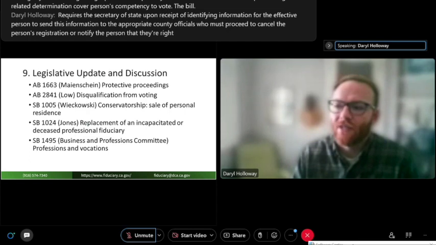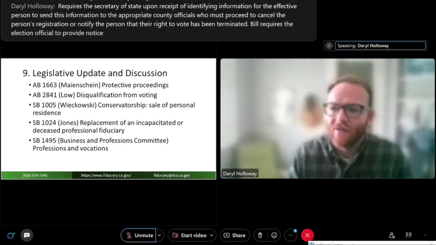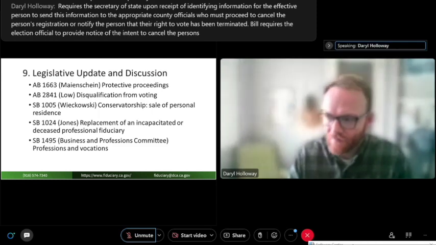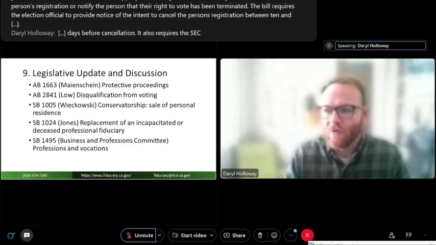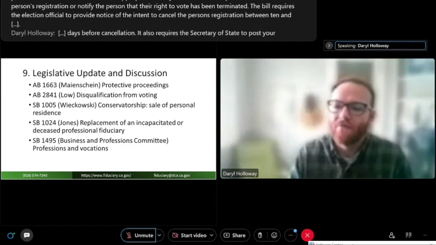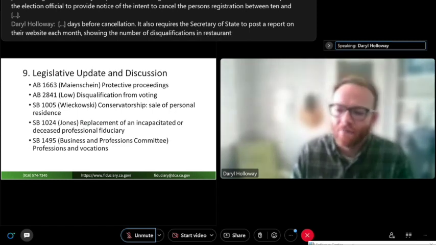The bill requires the election official to provide notice of the intent to cancel the person's registration between 10 and 30 days before cancellation. It also requires the Secretary of State to post a report on their website each month showing the number of disqualifications and restorations of voting rights that occurred in each county.